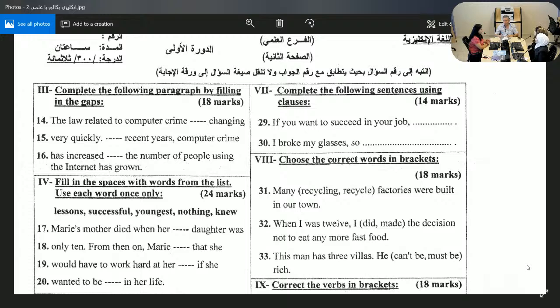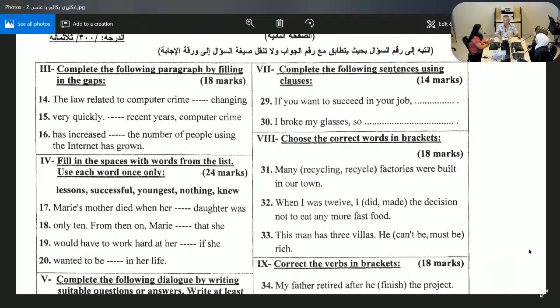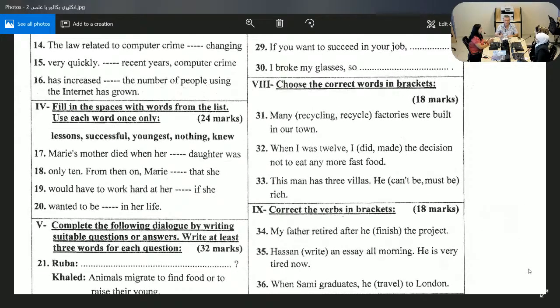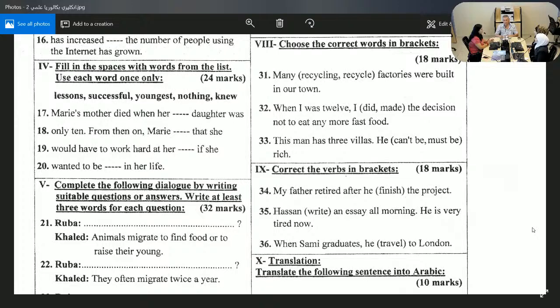Number 33: "can't be" or "must be", we explained them. Because we are sure he has three villas, he must be rich, very rich actually. Then we come to the tenses exercise. Sorry to interrupt, but because we're talking about the sentence, we can have a fast explanation of the past perfect, because Omar may not have been following us. Past perfect means we have two actions in the past.